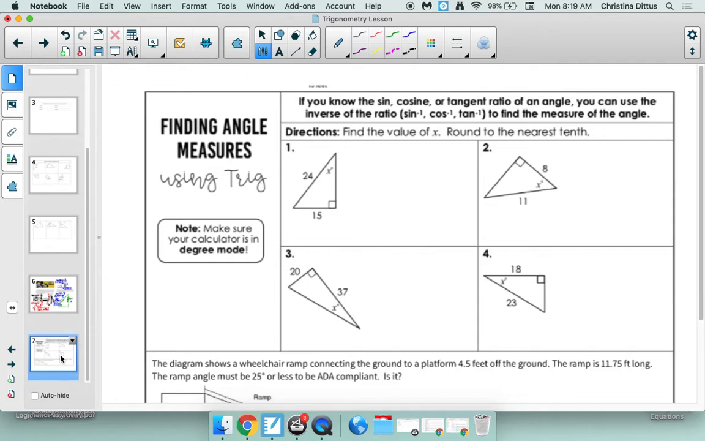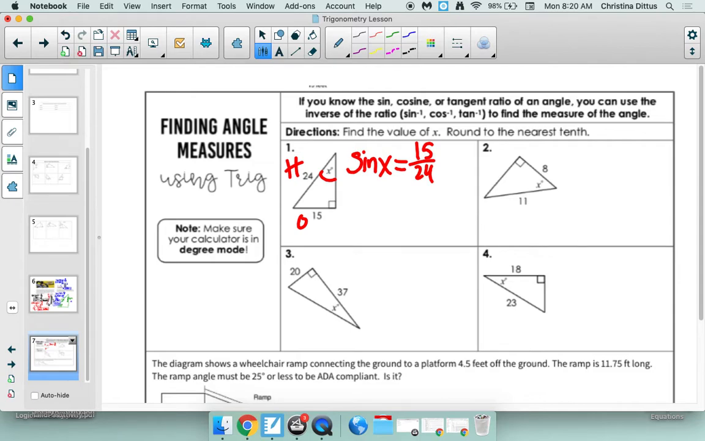Before we do that though, we always look from our angle's point of view. How does 15 relate to my angle? Opposite, adjacent, or hypotenuse? Opposite. How does 24 relate? Hypotenuse. So when I set up my equation, am I using sine, cosine, or tangent? Sine. You always take sine, cosine, or tangent of our angle. So sine of x equals 15 over 24.